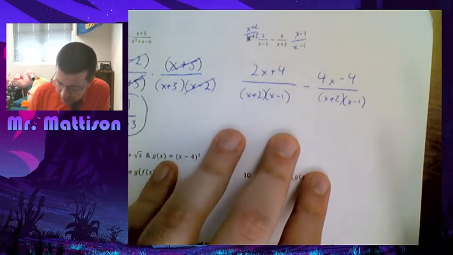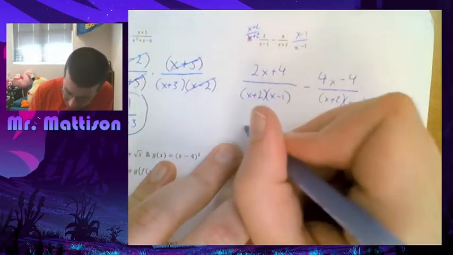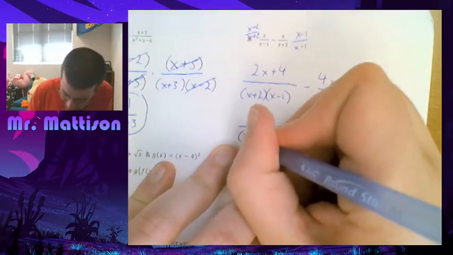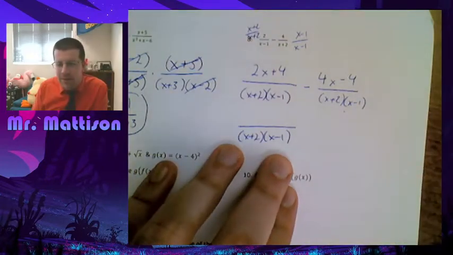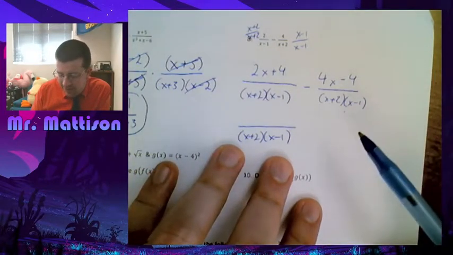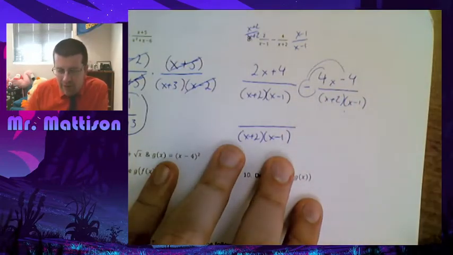So on top here, I now have this common denominator, so I can write it as one fraction, all over x plus 2 times x minus 1. Again, just going to leave it factored because why not? On top, I can now combine some like terms. Now do not forget that this negative is going to apply to both of those two things there.